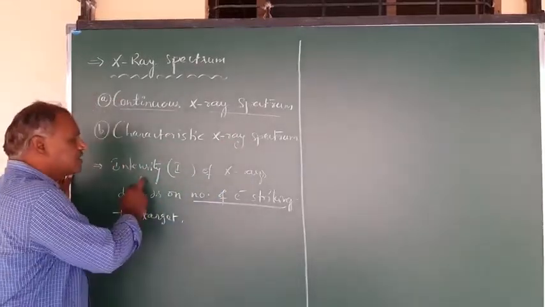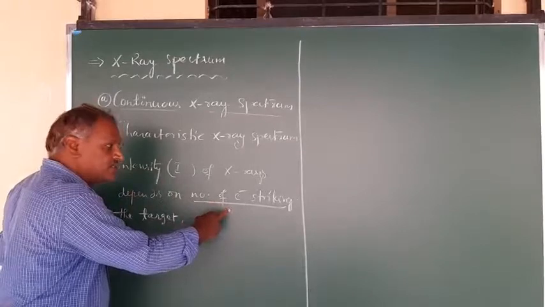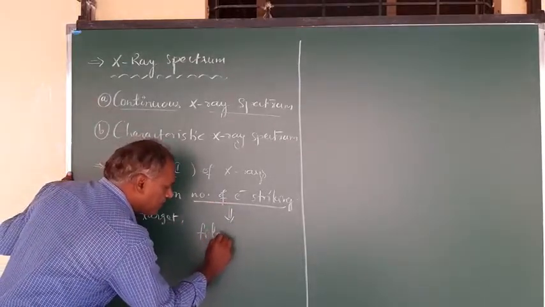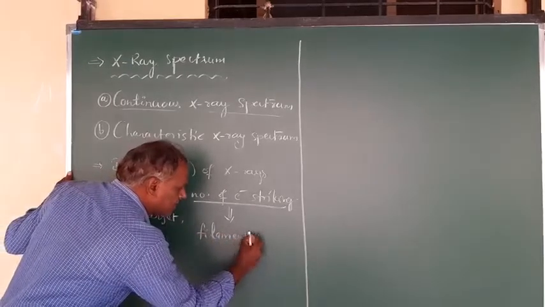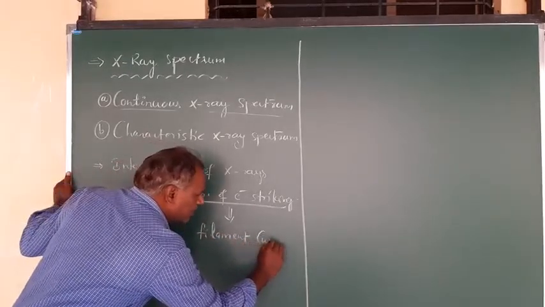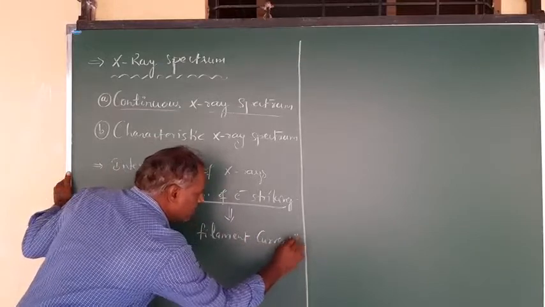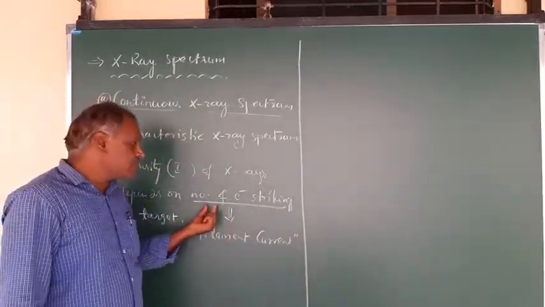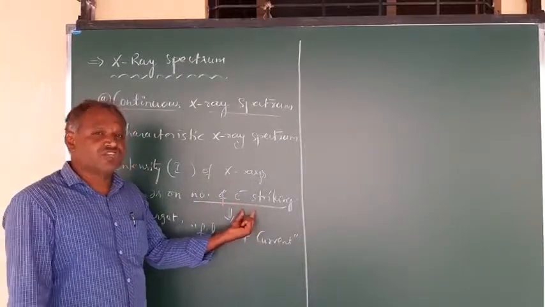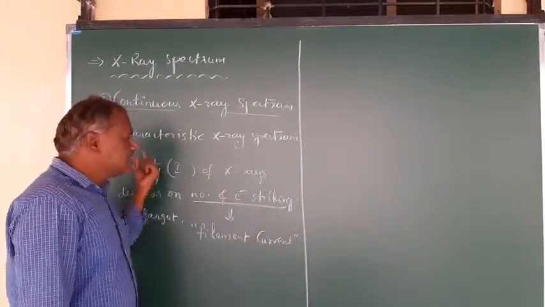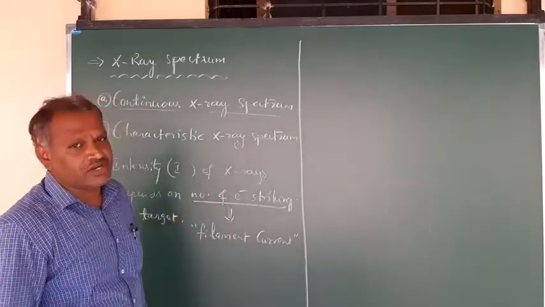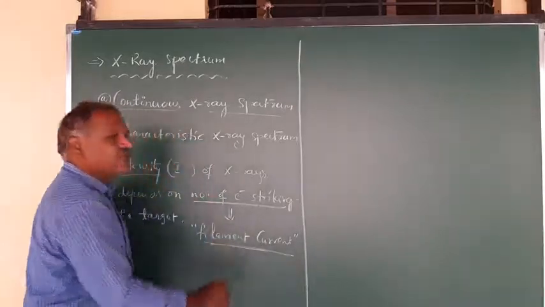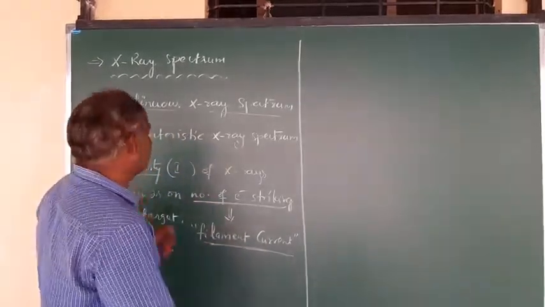So here the intensity depends on the number of electrons, and the number of electrons depends on the filament current. How much current is passing through the filament determines the number of electrons emitted from the filament. If more and more electrons strike the target, you get a larger intensity of X-rays. So the intensity depends on which one? That is the filament current, right? So that is one observation.